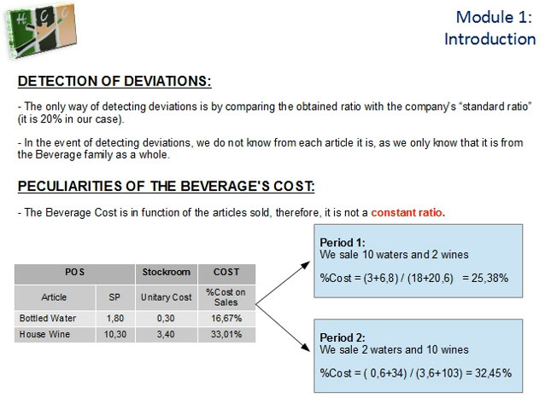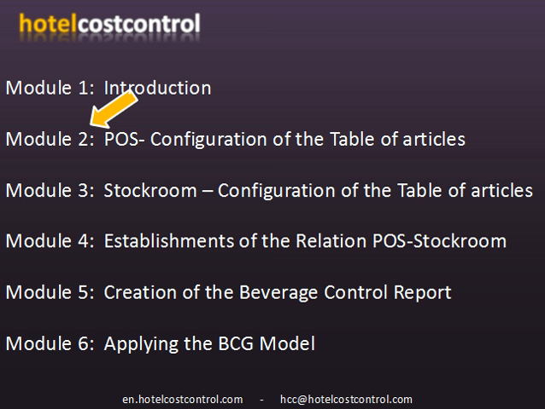There are no deviations, as all that has been sold has been consumed. Therefore, the procedure has been correct. It has only been the behavior of clients which has changed. Module 2. POS – Configuration of the table of articles.